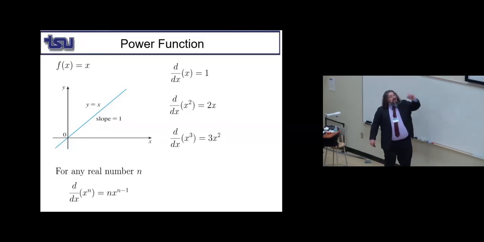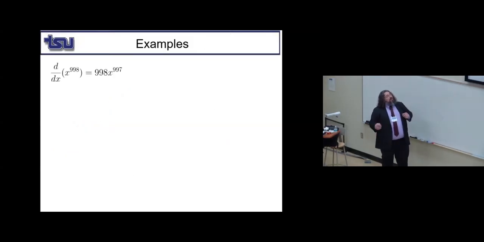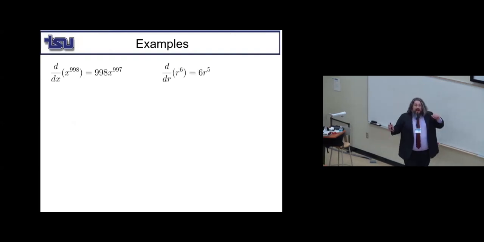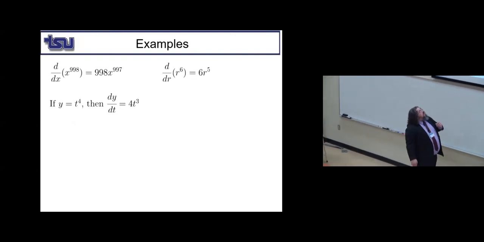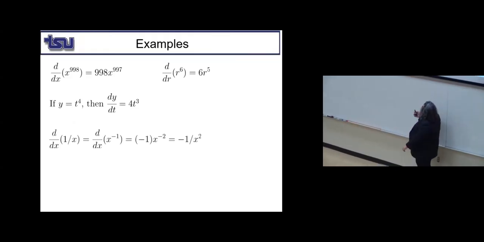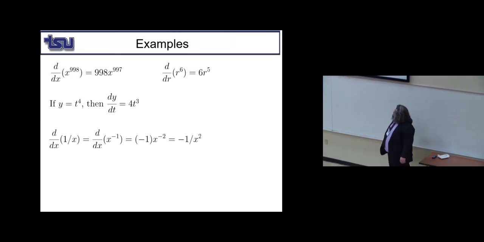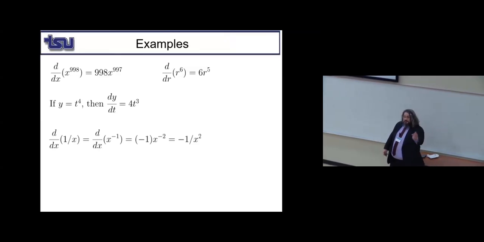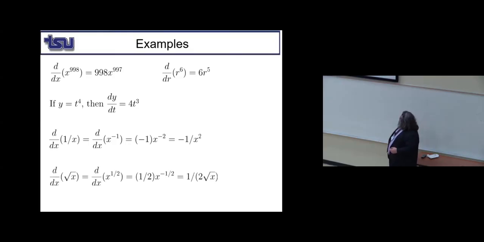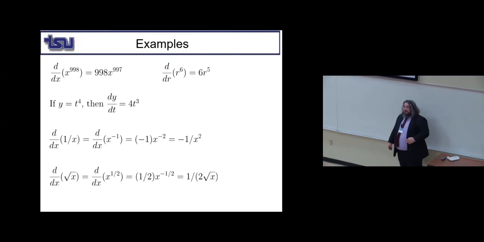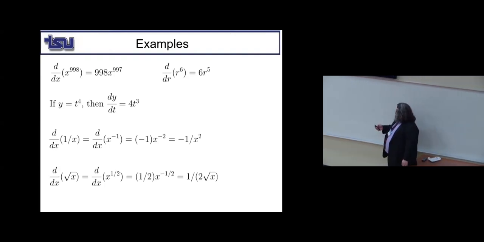We use that quite often, and because this rule works for any real number, it allows us to handle integer powers like this. It allows us to handle rational functions in some cases. So for instance, 1 over x can be written as x to the negative 1. All of a sudden we can use that same rule, get negative x to the negative 2, or negative 1 over x squared. We can even handle things like roots, because roots are just powers in disguise. Anything that you can write as a power, you can apply the power rule to compute its derivative.